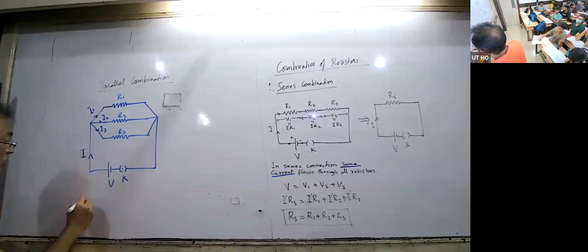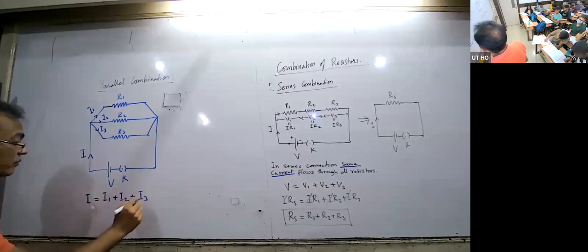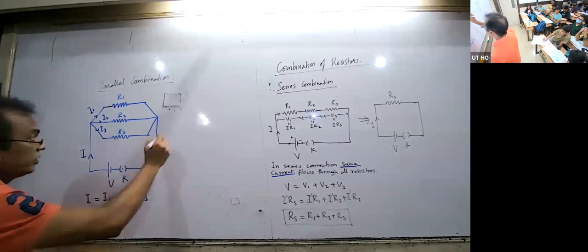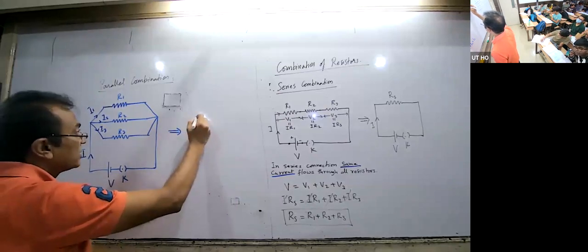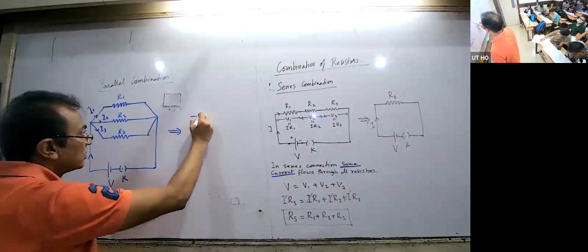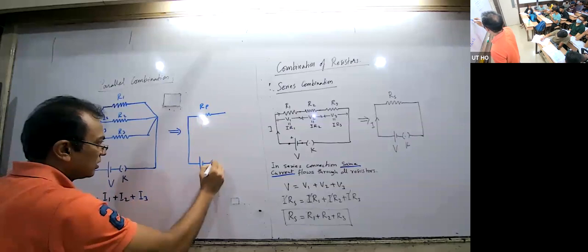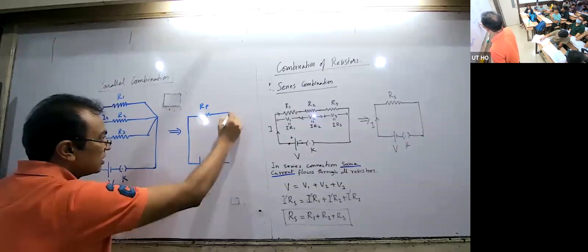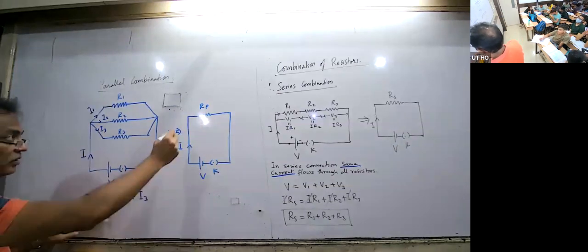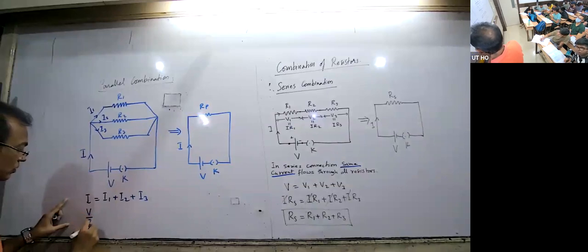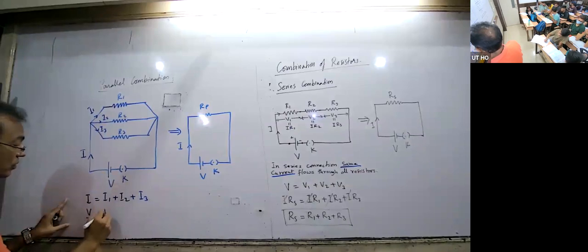Now what can be said about current? Current is divided. So I is equal to I1 plus I2 plus I3, right? So if we had an equivalent parallel resistance, let us call it RP, and the same cell is connected so that the same current is drawn, what will be I then? V by RP. Simple application of Ohm's law. What will be I1? V by R1. I2 is V by R2.